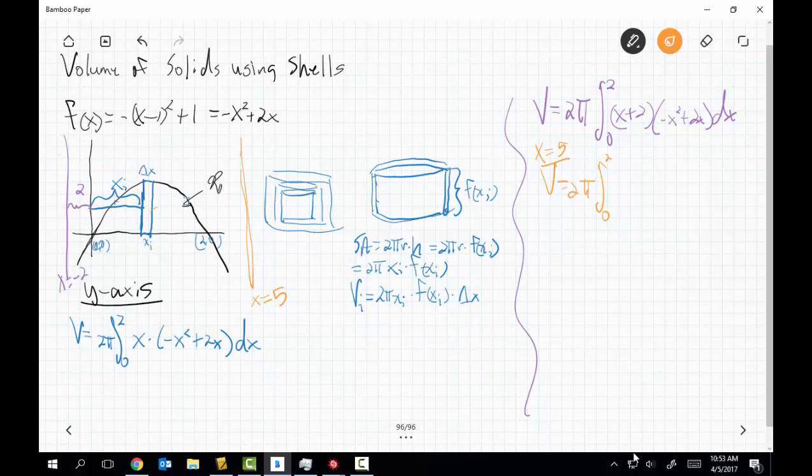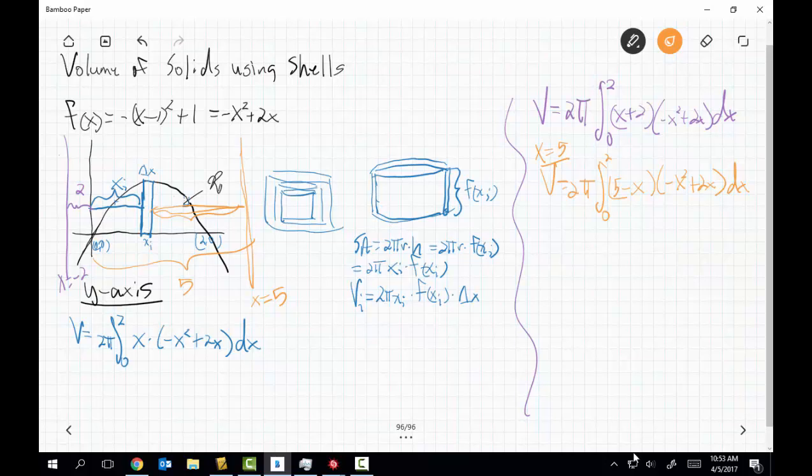However, I need this radius. I need this guy. So if this is always x sub i, and this is always 5, the distance from here to here is always 5, then what's this going to be? Well, it should be pretty easy. It's just going to be 5 minus x times negative x squared plus 2x dx. And we're done.